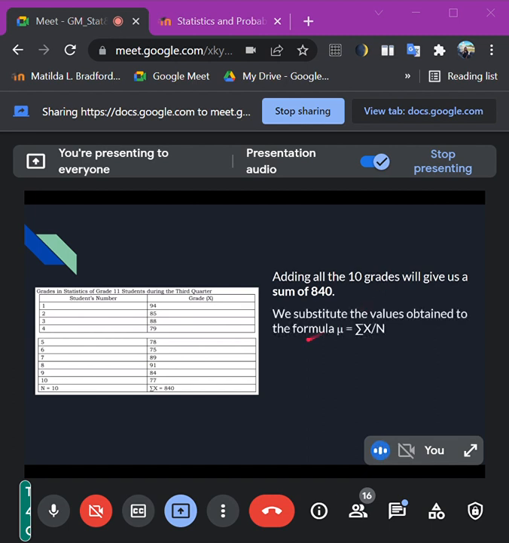So we're going to substitute the values obtained to our population mean formula: the summation of the values over the number of students. You have there 840 divided by 10, that is 84. So our computed population mean, or mu, is 84.